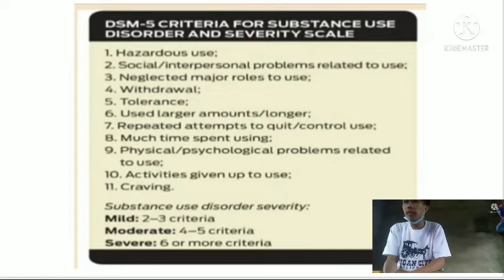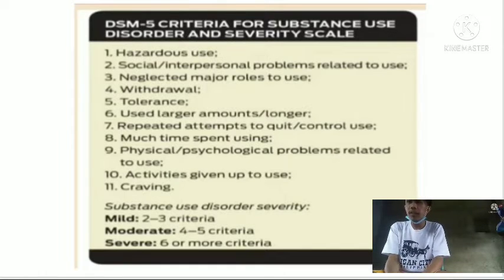DSM-5 criteria for substance use disorder and severity scale. 1. Hazardous use. 2. Social or interpersonal problems related to use. 3. Neglected major roles to use. 4. Withdrawal. 5. Tolerance. 6. Use larger amounts or longer. 7. Repeated attempts to quit or control use. 8. Much time spent using. 9. Physical or psychological problems related to use. 10. Activities given up to use. 11. Craving.